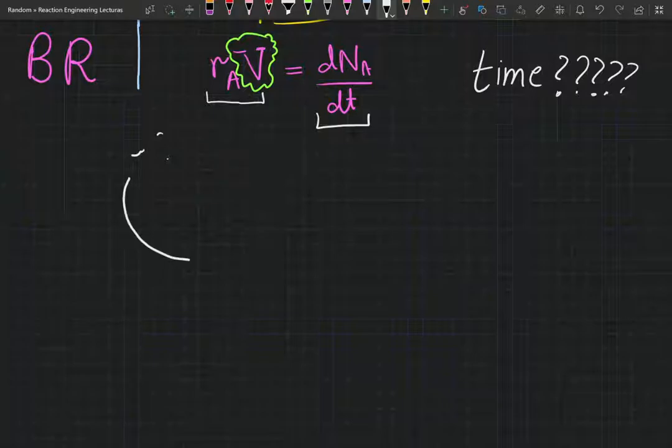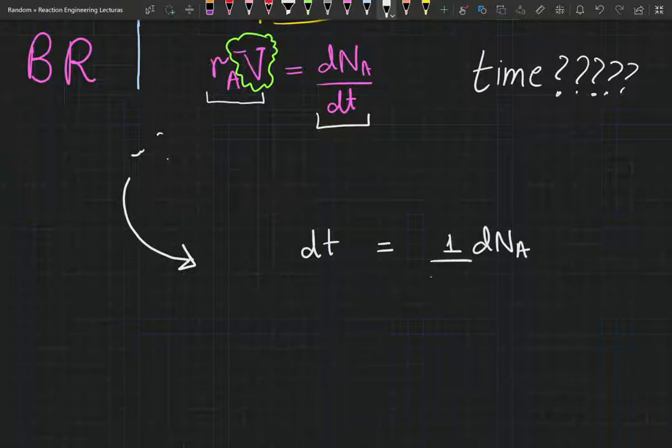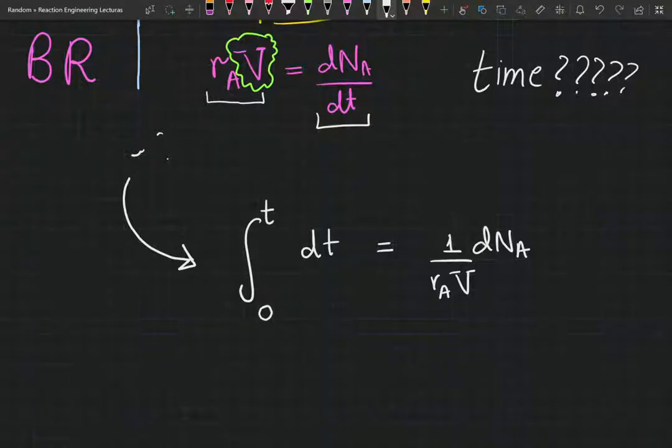So by rearranging this, you'll be able to get dt. If you were to separate the variables, you'll get dNA divided by 1 over RAV, and dt is integrated from the initial time, which is always going to be 0, to a certain final time, and NA is going to be integrated from the initial number of moles inside the vessel to a certain number of moles.